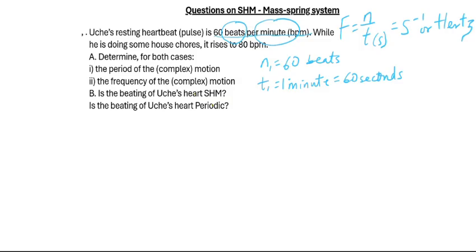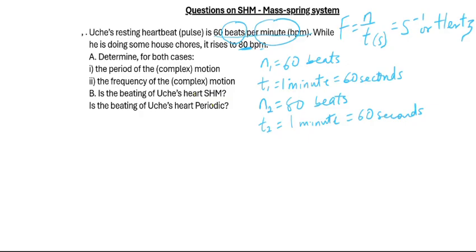And they said while he's doing some house chores, it rises to 80 beats per minute. Now, the second beat given to us is 80. So we have 80 beats, and the minute does not change: 1 minute, 80 beats per 1 minute, which is also 60 seconds. Now, let's start tackling the question.